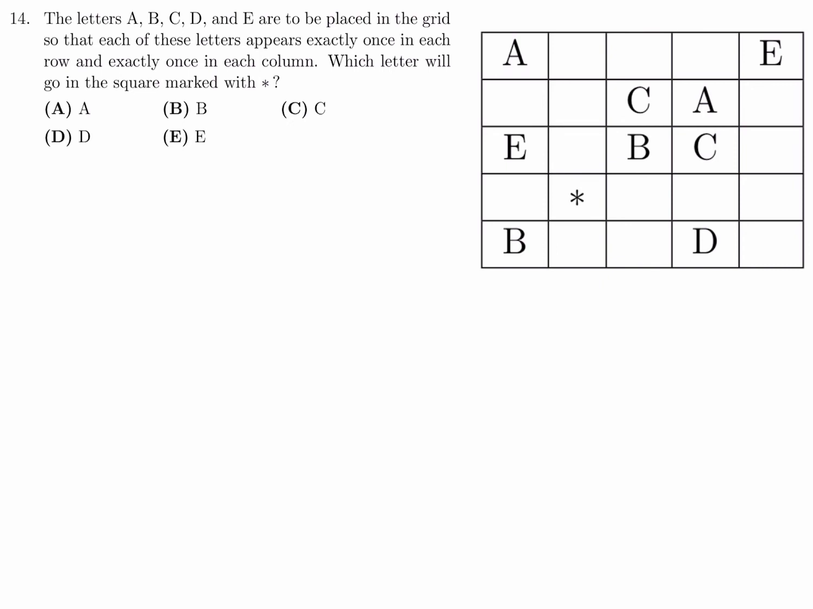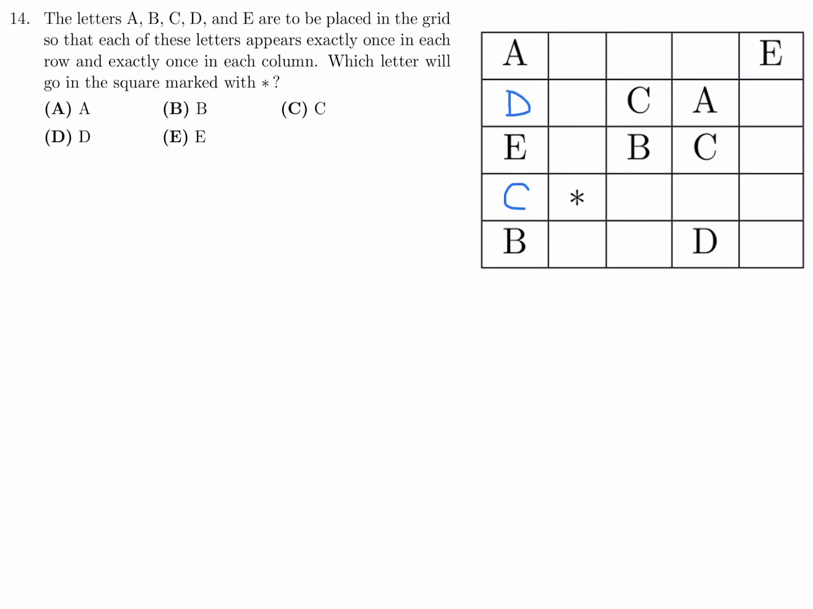Let's begin. Let's concentrate on that row. A, B, E is there, so C and D are missing. Well, C can't go here because it's already here. It can only appear once in each row. So C must go there, and therefore the only letter remaining is D, and that must go there. Okay, so that's simple enough.